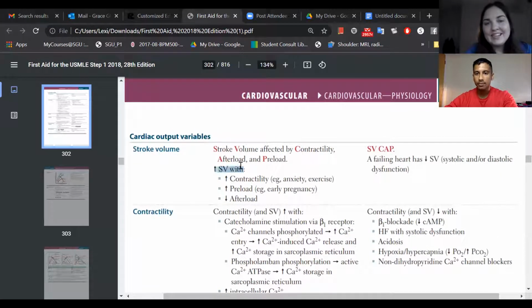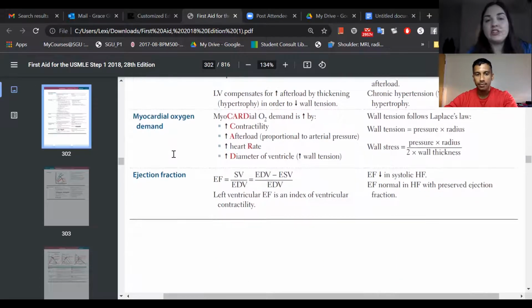As you can see, this is directly controlled by preload, afterload, and contractility. It makes sense that if it's really hard to get the fluid out, you're going to have a smaller stroke volume. If you have a lot of fluid, you'll have a bigger stroke volume. And if your heart is really strong, you'll be able to get a lot of fluid out. Conversely, if you have heart failure, your heart is a pump. If the pump doesn't work, your stroke volume will not be good. Okay. How is that different than ejection fraction? Because it kind of sounds the same to me.